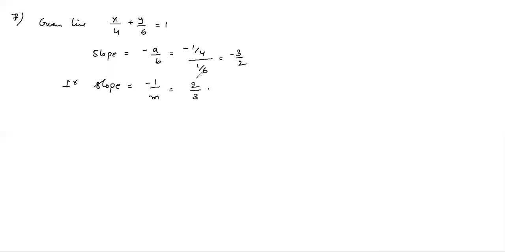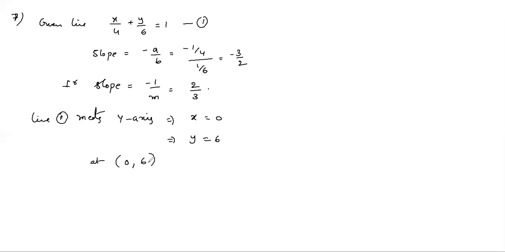Next we have to find the point. So where does this line meet the y-axis? Line 1 meets the y-axis where the x value is 0. So x value is 0 means y equals 6. So it meets the y-axis at 0, 6. So we have to find the required line.